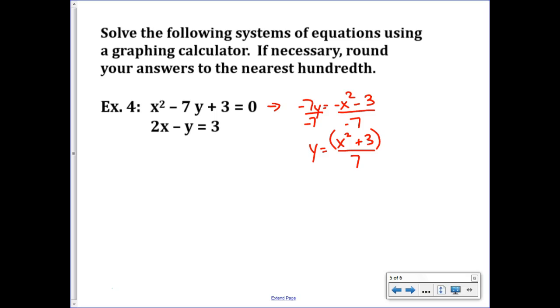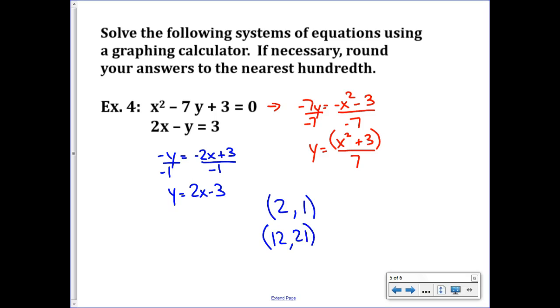And then for this one, if I subtract 2x from both sides, I get -2x + 3. And then I need to divide by -1. So I get y = 2x - 3. Again, that one's easy to plug in for y2. So go ahead and try that in your calculator. You should get (2, 1) and (12, 21) as your answers if you plug those in correctly and found the intersect of both correctly. So try those out. Don't just take my word for it.